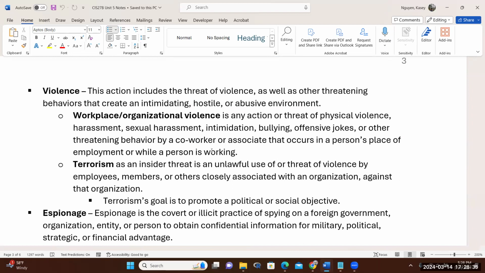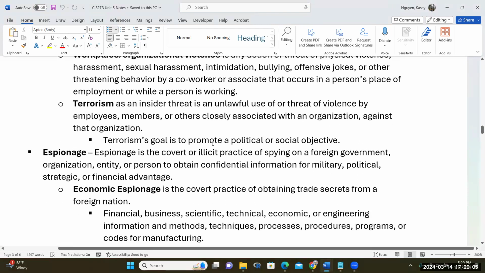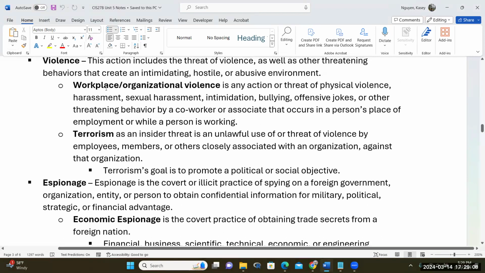Then terrorism is the unlawful use of threat with violence by employees or members associated with the company against that organization. And the news really displays some of these incidents fairly well. People get fired or they're upset with so-and-so's spouse, or whatever. And then you have these shootings that happen in workplaces. And with that, you also have lawsuits, right? Back and forth in the area of violence in the workplace.